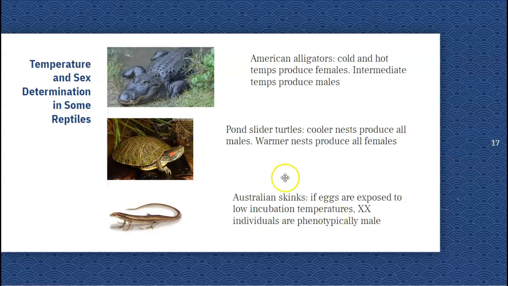Isn't that nuts? With a certain type of turtle, if it's cool, then you get males, and if it's warmer, you get females. And then probably the craziest of them all is these Australian skinks, which do a little bit of both. They've got the traditional genotype, so you could have a skink that's born XX. But if it's exposed to really, really low temperatures, even though they're XX, they will develop male reproductive organs and will phenotypically present as male. So you could have a male that's XY or XX, but they would have the same reproductive organs because of that low temperature.